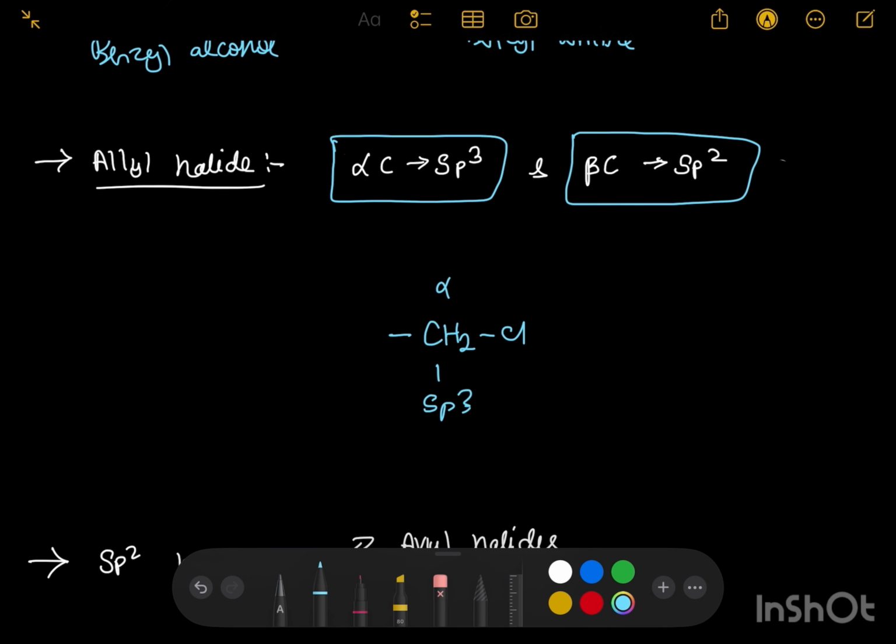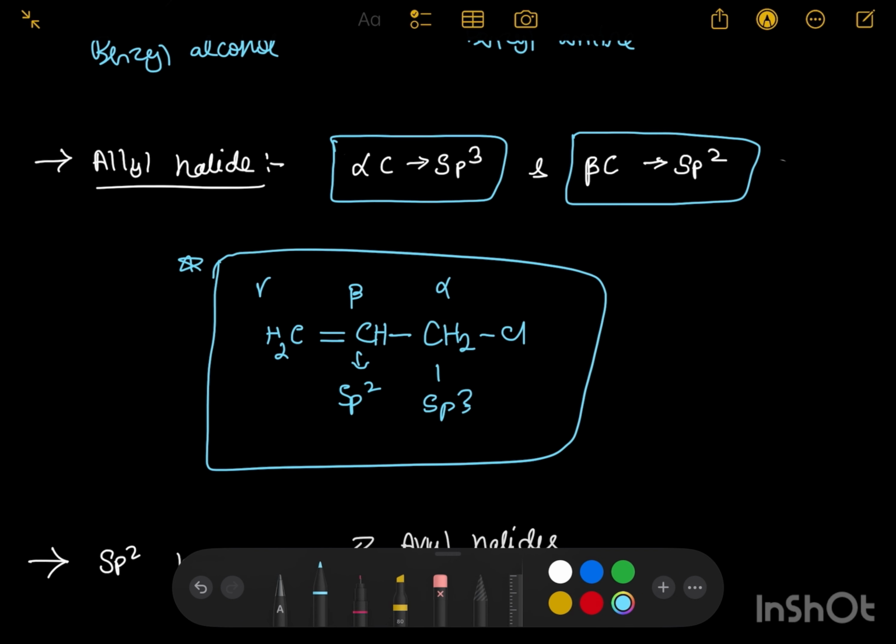You can see. Now, I'm putting another group here, CH, a double bond here, and CH2. Clear? This is my beta carbon. This is my gamma carbon. Right? We have alpha, beta, gamma. We know that gamma is after beta. So you can see this is sp2 hybridized. This is an allylic halide. Clear? This is an allylic halide.